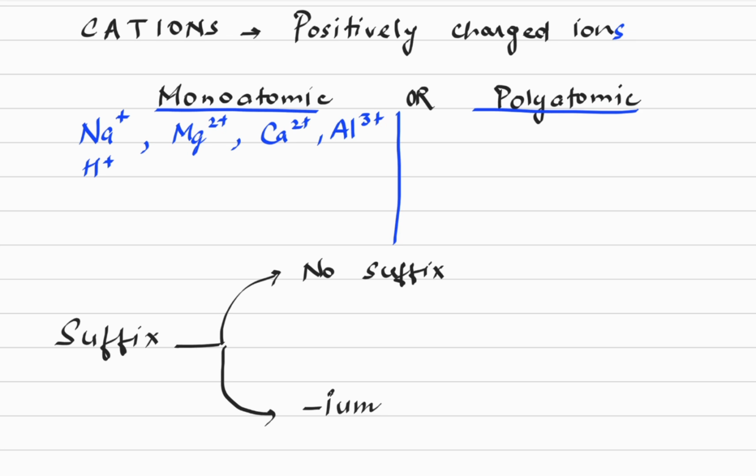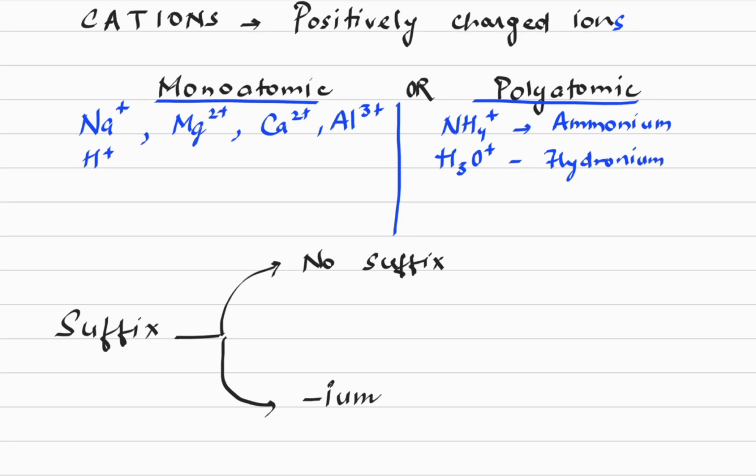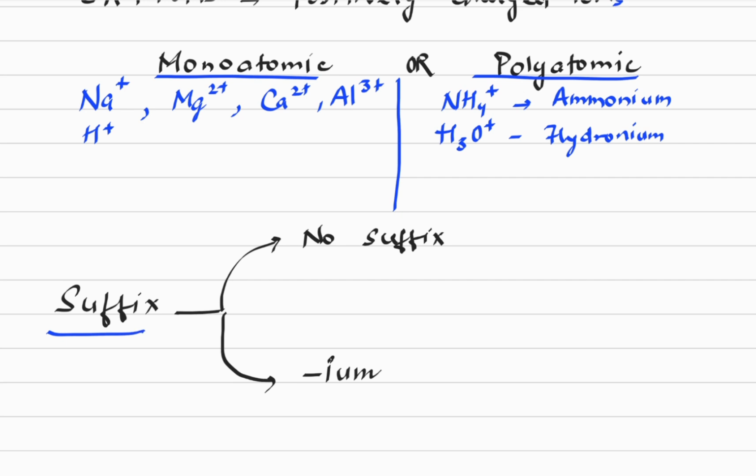Polyatomic cations are the ones where a group of atoms is carrying a positive charge. So ammonium here has 1 nitrogen and 4 hydrogens carrying a positive charge. This is called as ammonium ion. We also have hydronium, but we don't have many polyatomic cations, right?